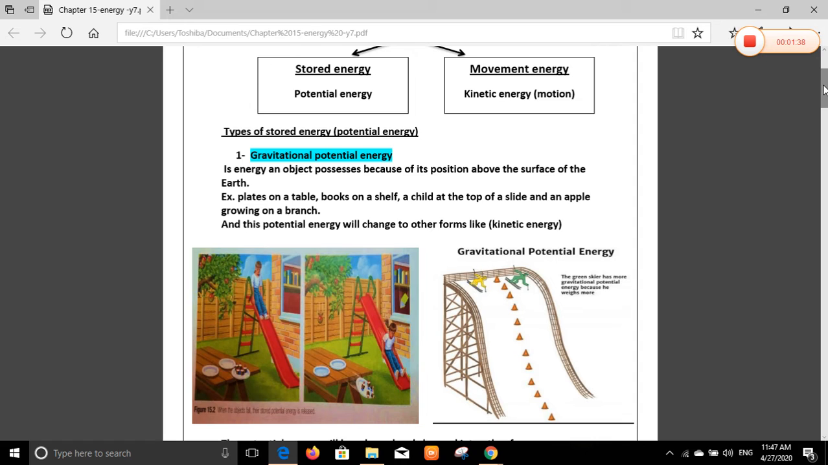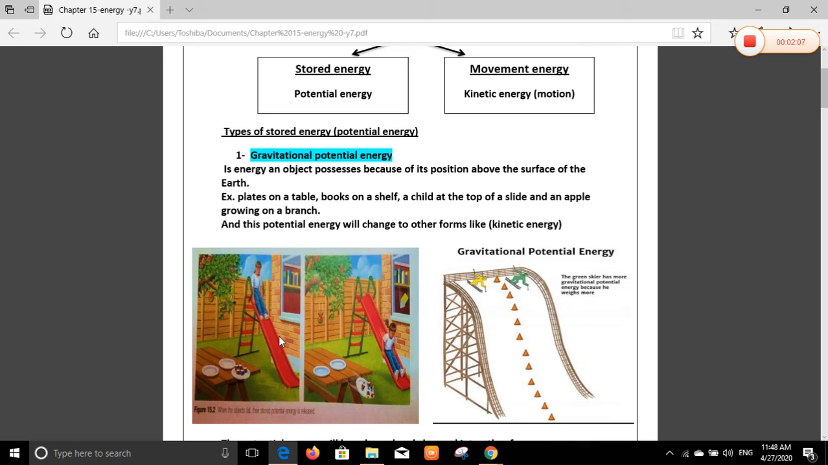Look at the examples. Plates on a table have potential energy. Books on a shelf have potential energy. A child at the top of a slide, an apple growing on a branch of a tree. All these examples have potential energy.